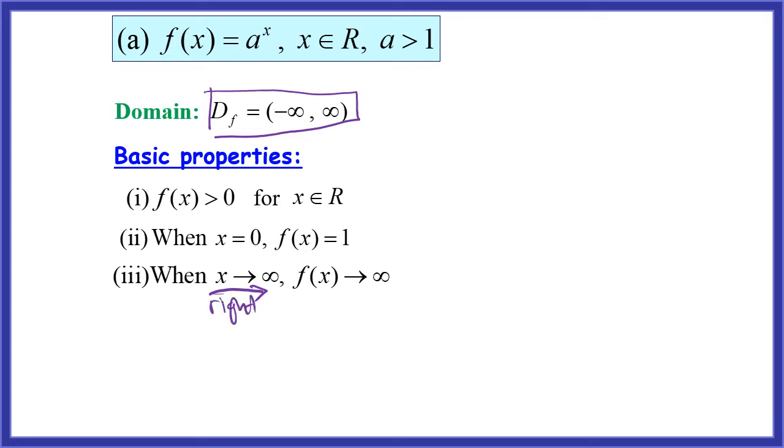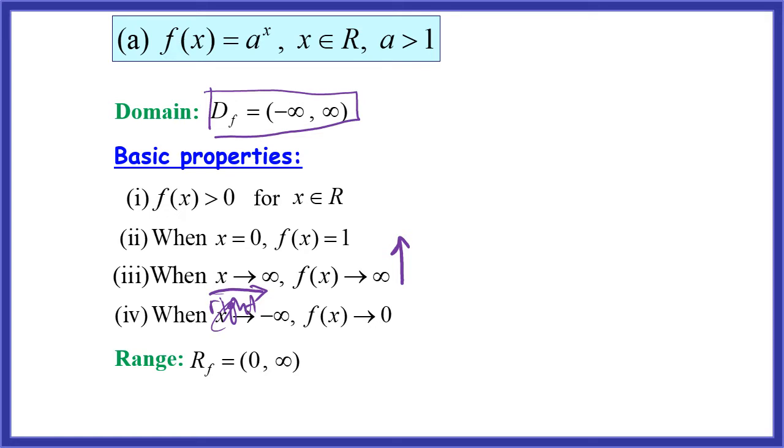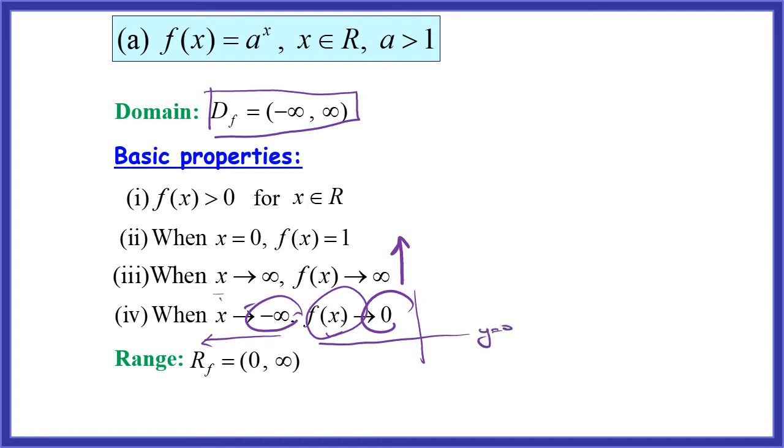When x approaches infinity, meaning it's going to the right, f(x) will go to positive infinity, meaning it's going up. When x approaches negative infinity, meaning x is going to the left, the value of y will approach 0. After we sketch the graph, we can see that the range is from 0 to infinity, where 0 is not included.